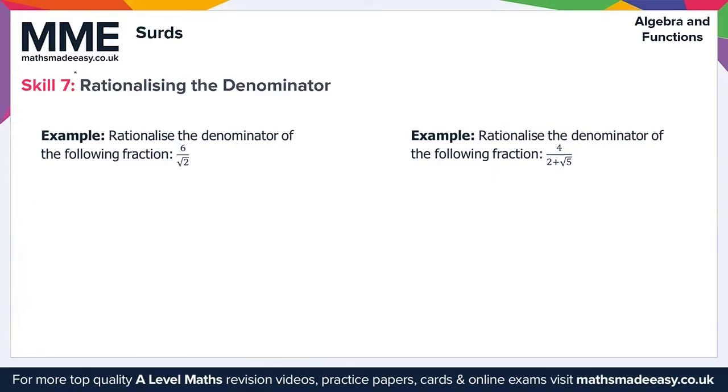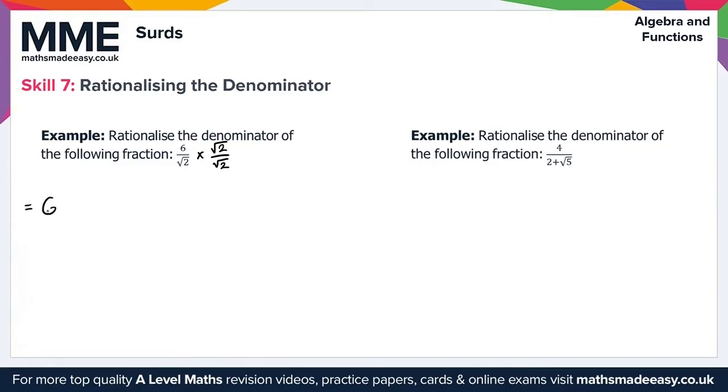We're asked to rationalise the denominator of the following fraction, which is 6 over the square root of 2. So to rationalise the denominator, we want to get rid of the surd here in the denominator. And to do that, all we do is we multiply the top and the bottom of the fraction by the denominator. So here I'm going to times top and bottom by the square root of 2, and again multiply the bottom as well by the square root of 2.